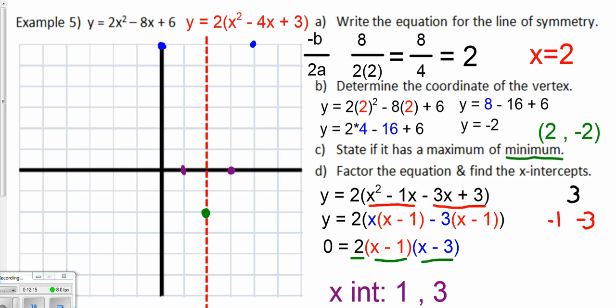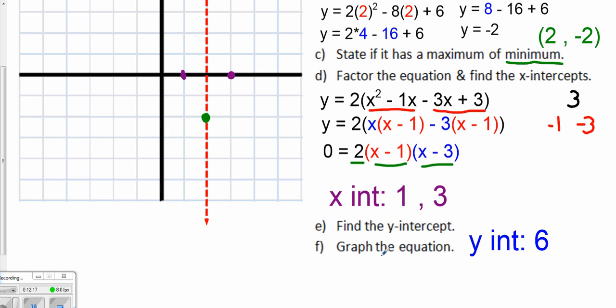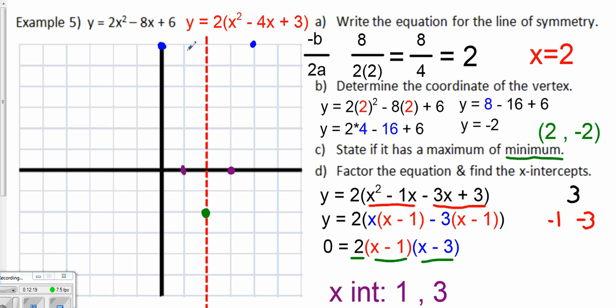So now we have some points. Simply connect them to graph the equation. Oops, kind of missed that. There we go. That would be our parabola then, simply connecting those points together. And that'll wrap it up for 8.2.